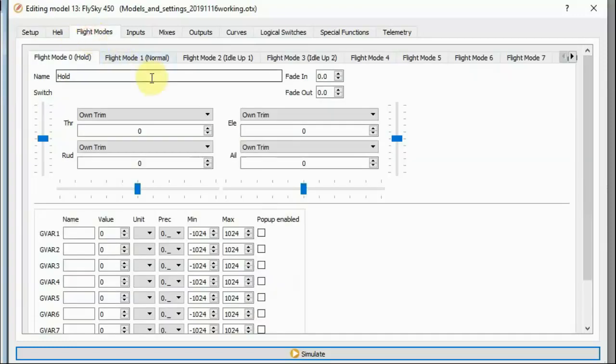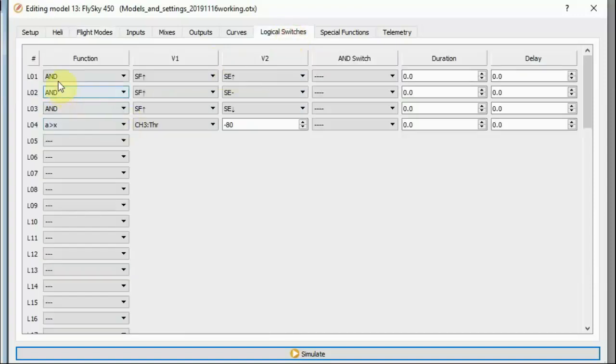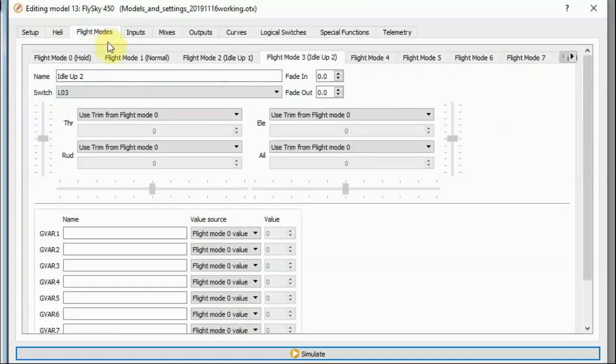I've also got flight modes declared, much the same as the other helicopters that I covered earlier in this series. 4 flight modes with a hold mode as the default mode, and then normal, idle up 1 and idle up 2, each dependent on logical switches 1, 2 and 3, and logical switches 1, 2 and 3 are dependent on SF being back, i.e. throttle hold being off, and switch E, which I'm using as my idle up, my flight mode switch, being in the back position for normal mode, the middle position for idle up 1, and the forward position for idle up 2. All this is exactly the same as the other helicopters I dealt with in this series.